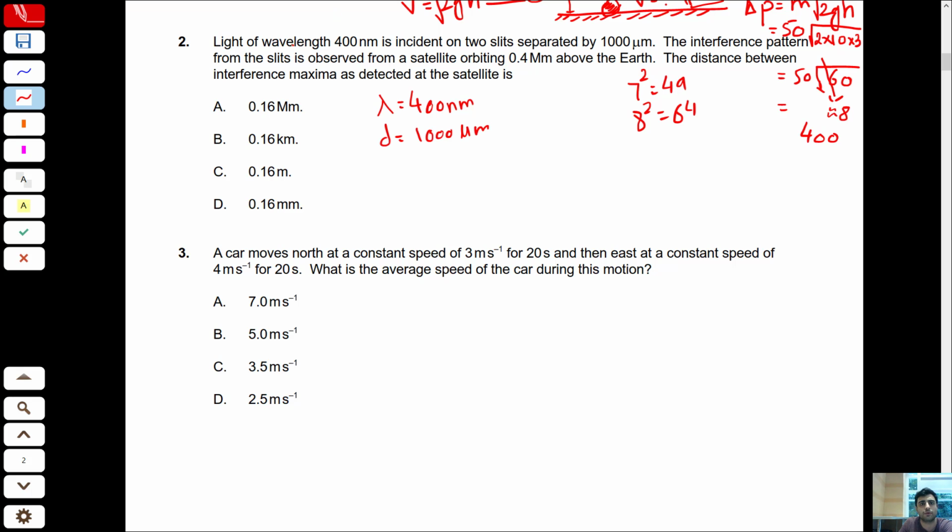The interference pattern from the slit is observed from a satellite orbiting 0.4 megameter. So we have the capital D, the distance between the screen and the slit, which is 0.4 megameter above the Earth. The distance between the interference maxima as detected at the satellite is, so we need to find S. The distance between the interference maxima. So actually we need to find 2S. Let me explain what this 2S is here.